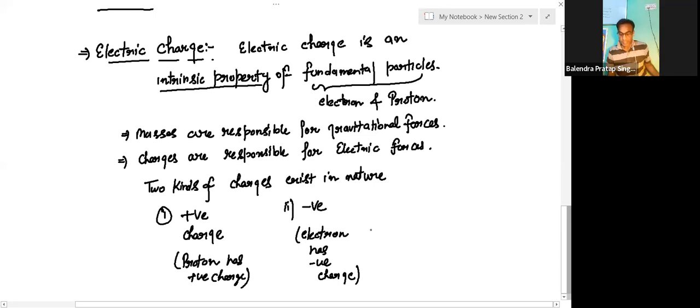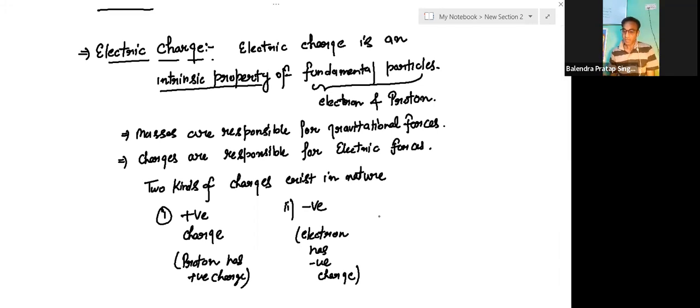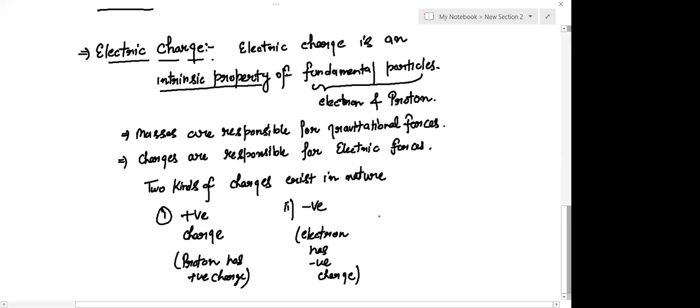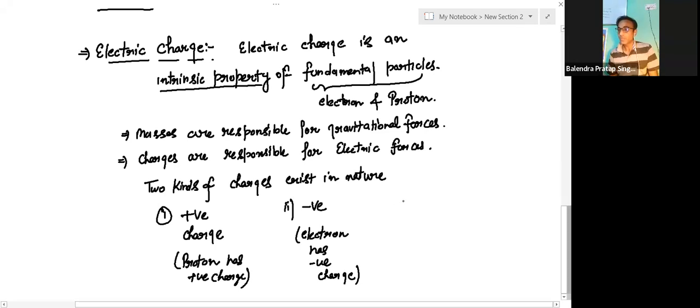Okay, and can anyone tell me what is a neutral particle? A particle which is neutral. What is a fundamental particle that is neutral? Neutron. Exactly. So the example of a neutral particle is the neutron. Neutron is neutral in nature.